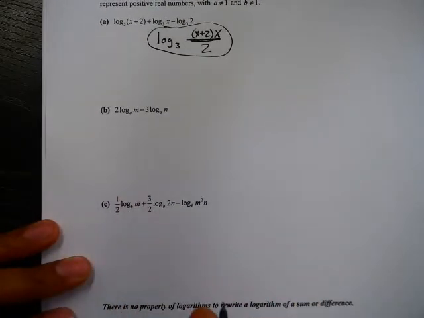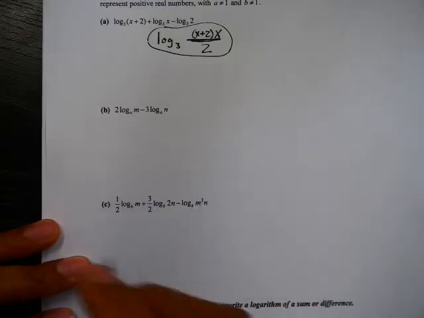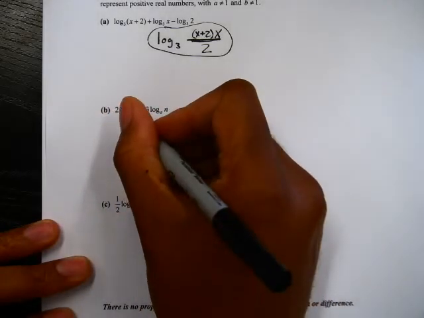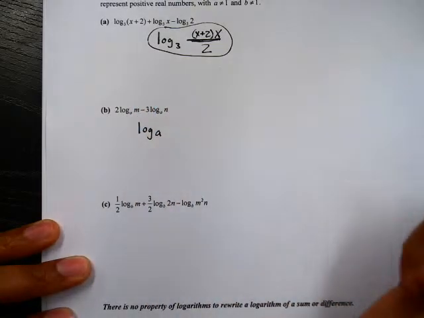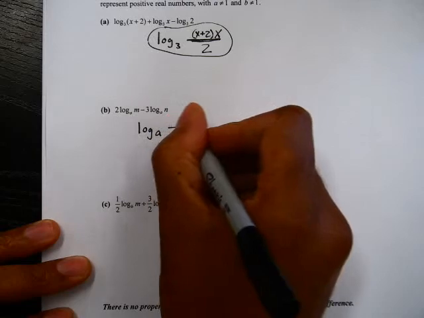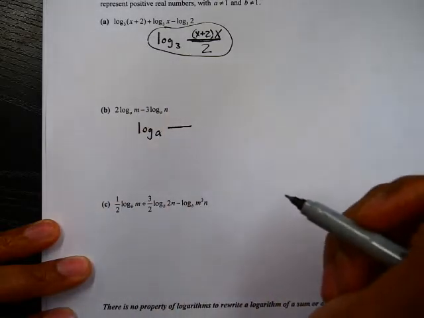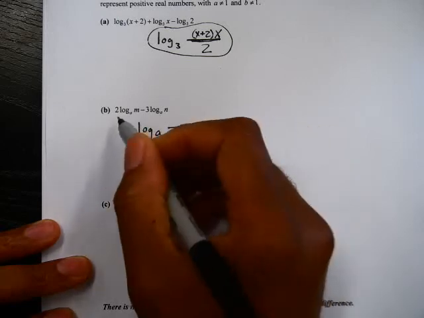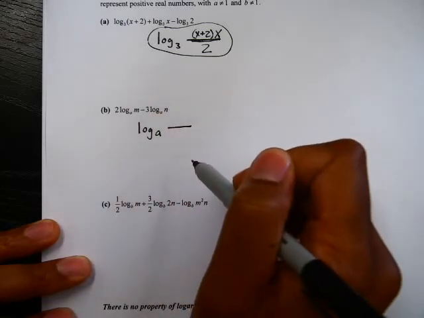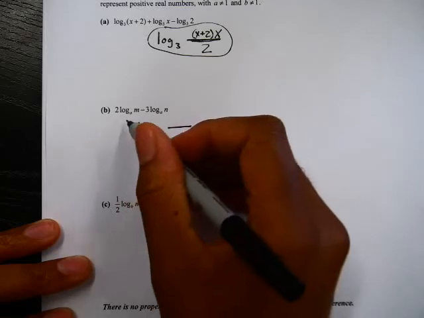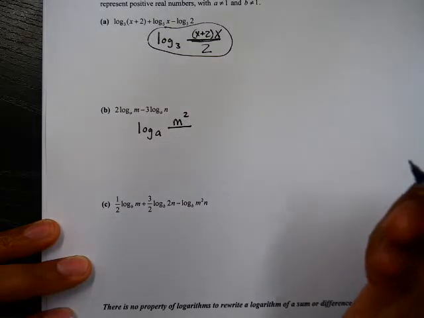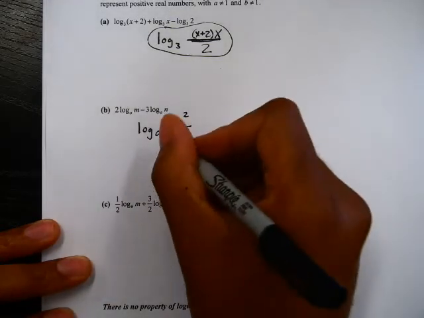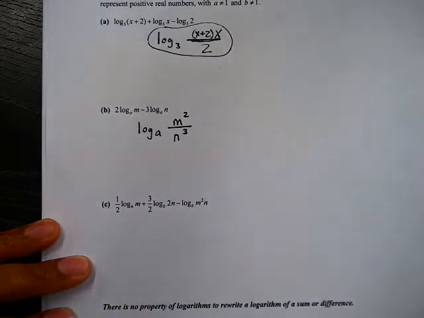Let's look at b. I have 2 log base a of m minus 3 log base a of n. So I see now that I need to write this as 1 log base a. I see now that I'm going to have a fraction because I have a minus sign. Now, when there's a number in front of that log, remember, we write that back as 1 log. That's going to be the power. So 2 log base a of m would be m to the second power minus 3 log base a of n, so that would be n to the third power.